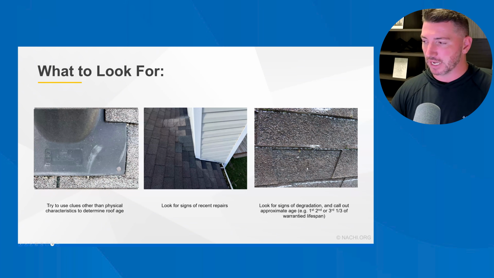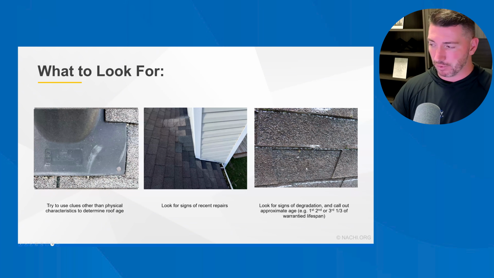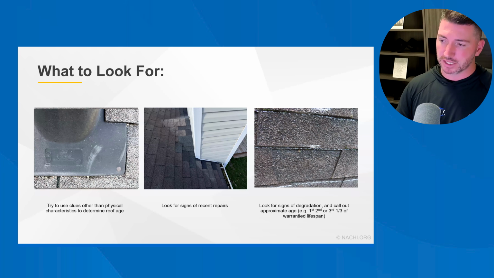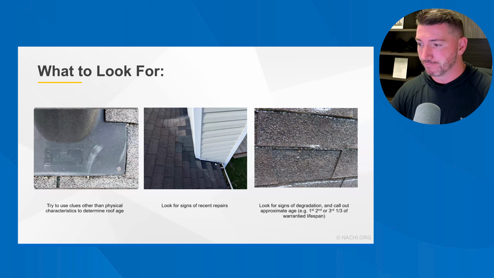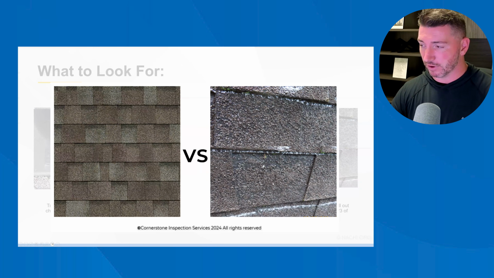And then looking for signs of degradation. One example that I like to use in my report is to detail whether or not I believe the roof is in the first, second, or third of its warranted lifespan. That being a new shingle, this being a very old shingle, and having a manufacturing defect where it's shedding granules unevenly. Just some things to look at.